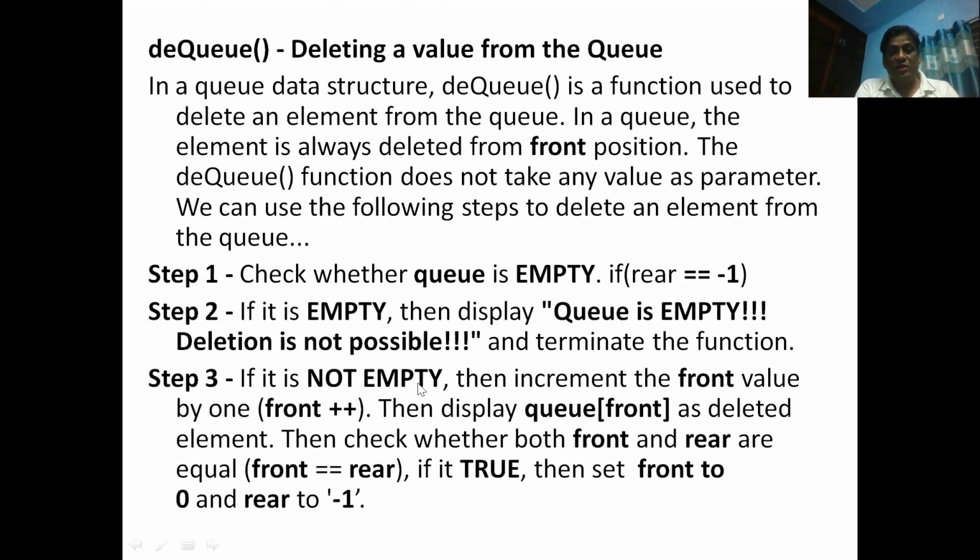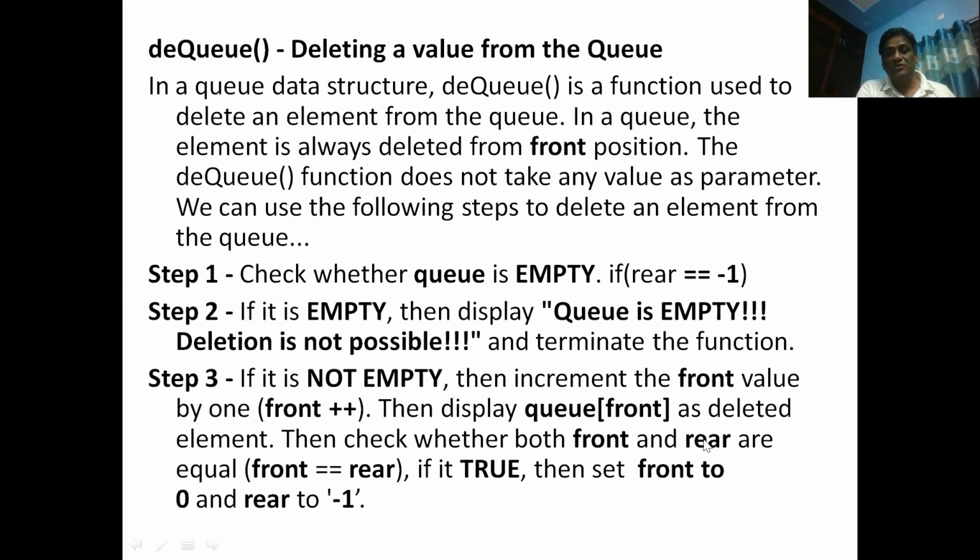If the queue is not empty, then what you need to do is display queue[front] and then perform front++. Display the element at front because it is the element to be deleted, and then perform front++. So first display and then front++. And another thing you need to remember is you need to handle the single element condition properly.